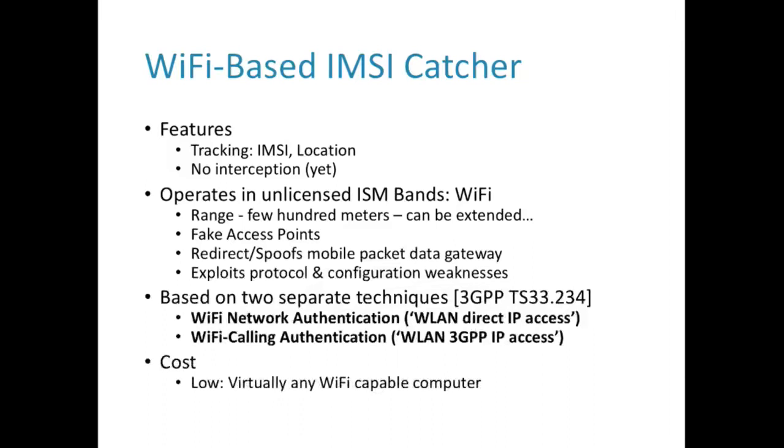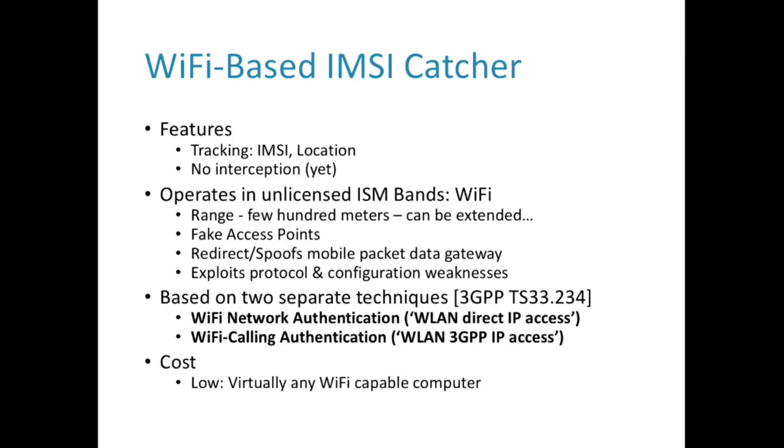You see these kind of things people will stick in Pringles packets and all that kind of stuff to extend the range. It can be done with more sophisticated approaches, so you can get quite a bit more range out of Wi-Fi. Basically, I'm going to go into the detail, but one approach is a sort of fake access point, and then the other technique is about either spoofing or redirecting traffic to an operator data gateway. And we're exploiting weaknesses in the protocol and configuration to achieve this.